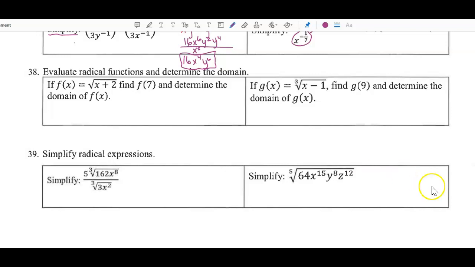All right, we've done a lot of these with plugging the number in, so I'm not going to work this one through, but just remember you're just putting 7 in place of x. 7 plus 2 is 9, and then the square root of 9 is 3. So that's what it's asking you to do there. Although it does say to determine the domain of this function, and that's not something that you're going to be tested on.